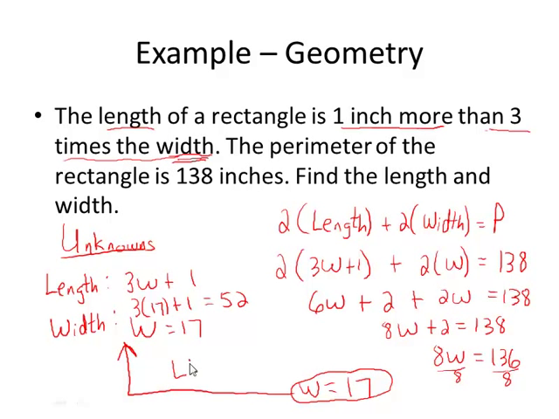So we say that the length is 52 inches and the width is 17 inches. 52 is 1 more than 3 times 17, and if we take twice the length and twice the width, we'll find that it adds up to be 138 inches.